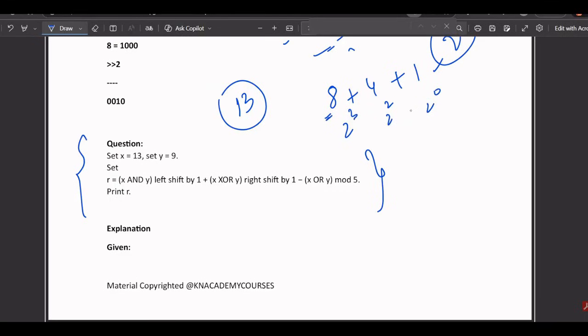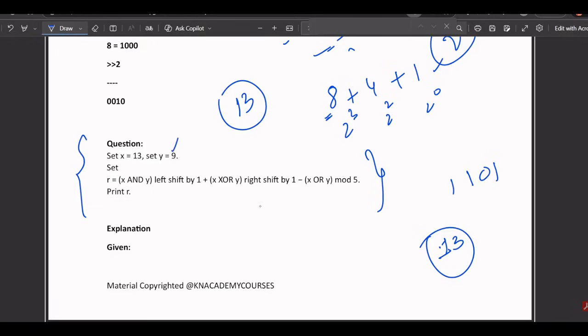So now you just need to place the ones here. So it will be 1, 1, 0, 1. So it's 2 to the power 0 plus 2 to the power 2 plus 2 to the power 3. That's how it is 13. Simple. So that's how we do the conversions. Don't do it by dividing by 2, as it will take a lot of time. That's why I told you to please learn 2 to the power 0 till 2 to the power 15.